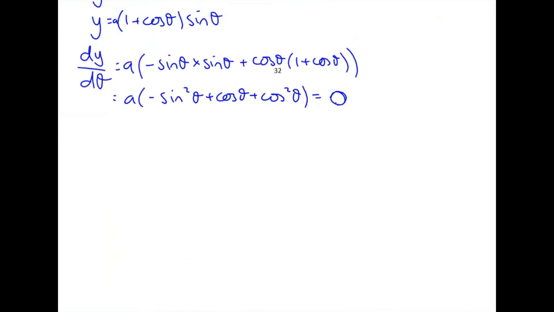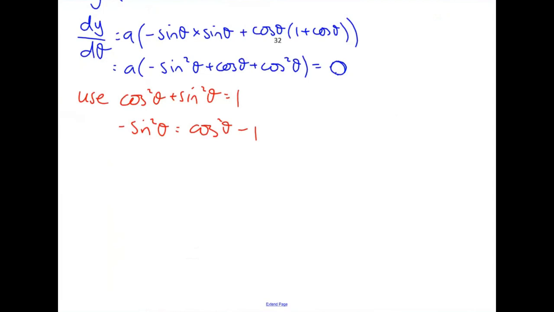If the bracket is equal to zero, I need that all to be in terms of the same trig function for me to be able to solve it. So I'm going to turn sine squared into 1 minus cos squared, using cos squared plus sine squared equals 1. Minus sine squared theta is cos squared theta minus 1, putting it kind of the other way around.